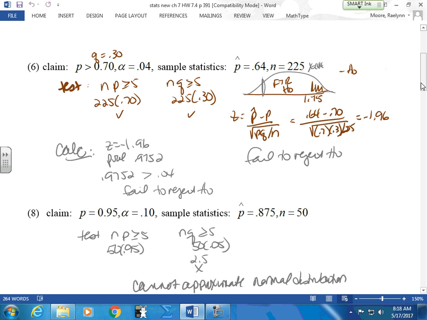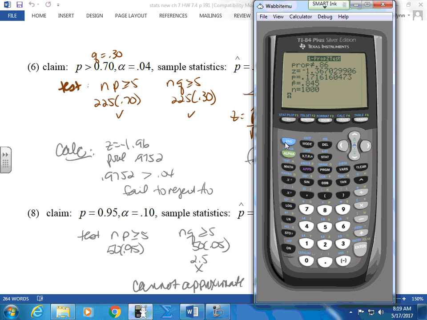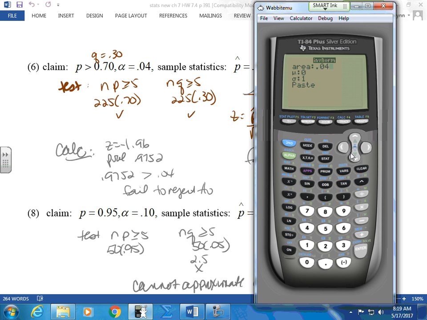And set this up. Remember, your HA is the tail. Your HA is a right tail test. Here I am right over here. My critical value. I'm back to z-scores. So if this little area underneath here is 0.04, I want to find a z-score that corresponds to 0.04. Inverse norm. We're back to inverse norm. These are your z-scores. So 0.04. Just come down and paste.